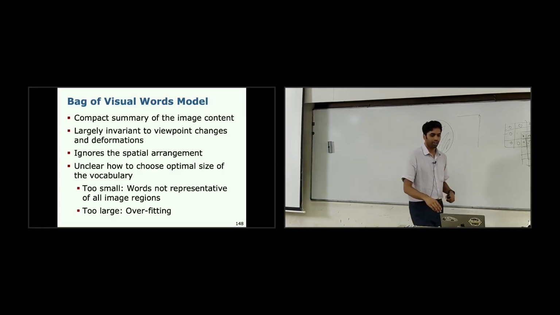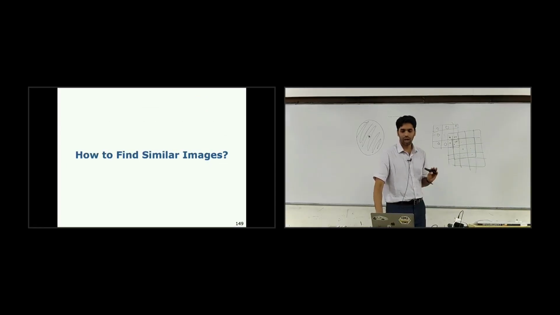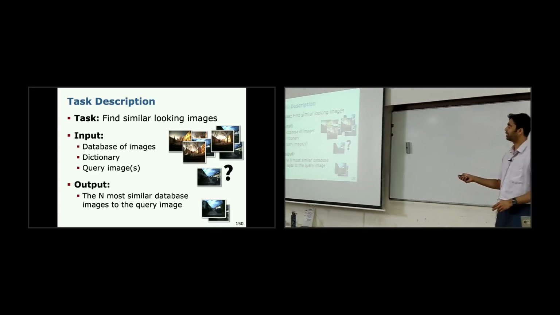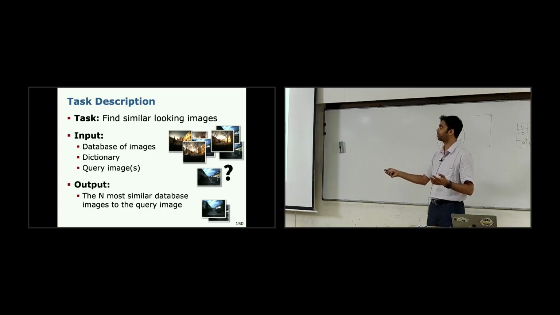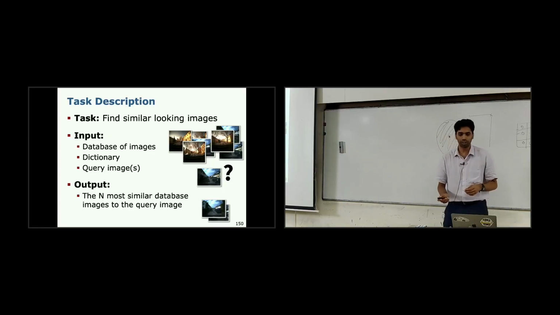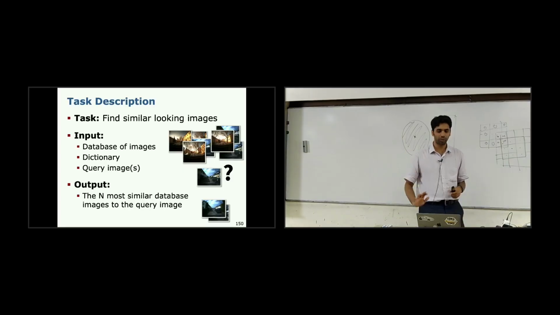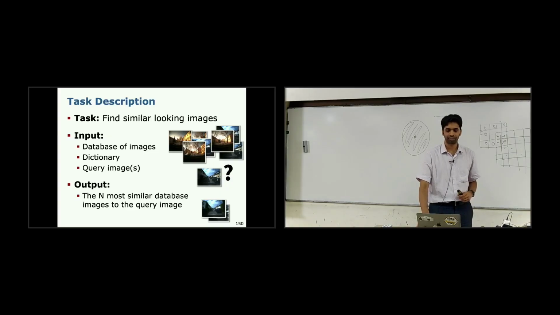Right? So once we have the vocabulary built, how do we actually solve the place recognition task? Your input will be the database of images, a dictionary, and a query image. That's what you will give in, and the output will be the n most similar images in the database that match your query. So this is the formal way in which a place recognition task is formulated.